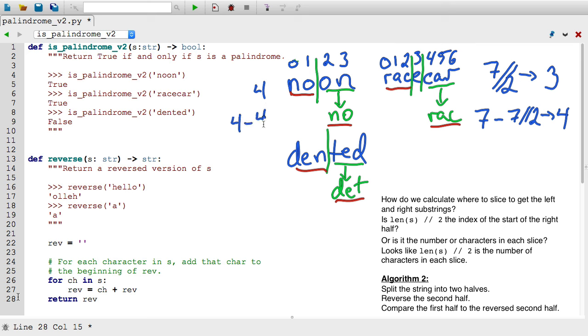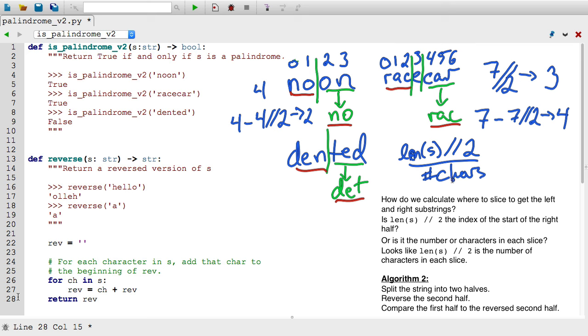4 minus 4 integer division 2. Well, 4 integer division 2 is 2. 4 minus 2 is 2. And indeed, that gives me the index that I need in order to start the slice to grab the second half of the string. In general, then, the length of the string divided by 2, that gives me the number of characters for each slice.